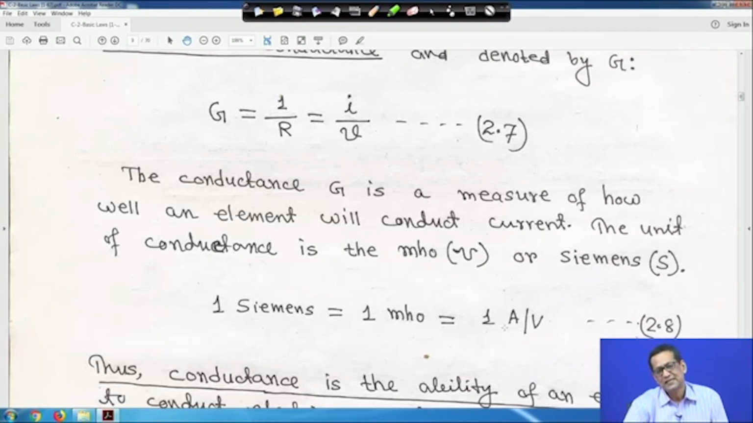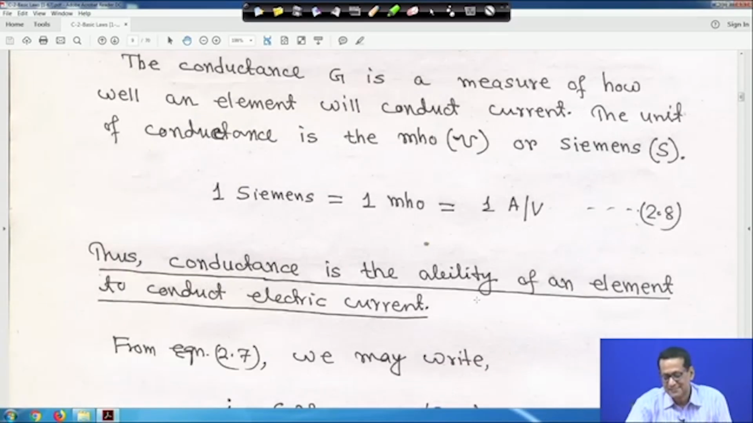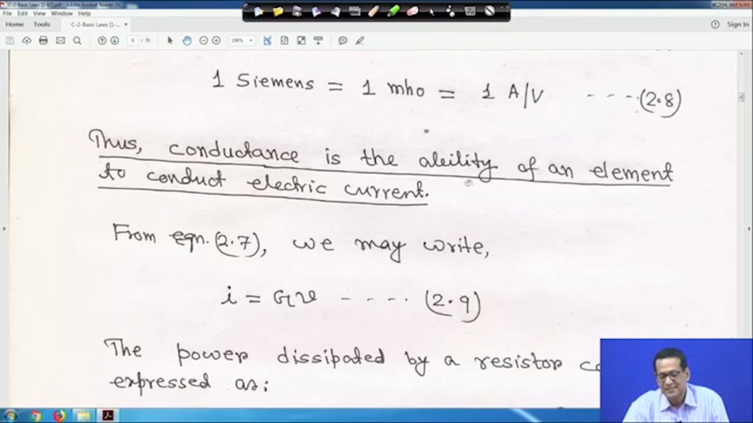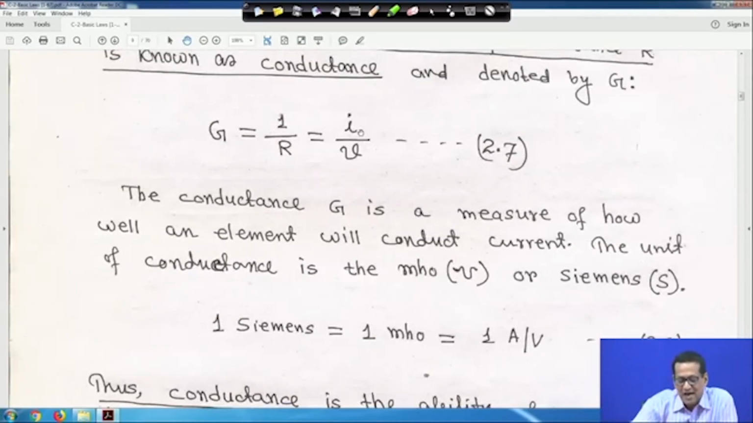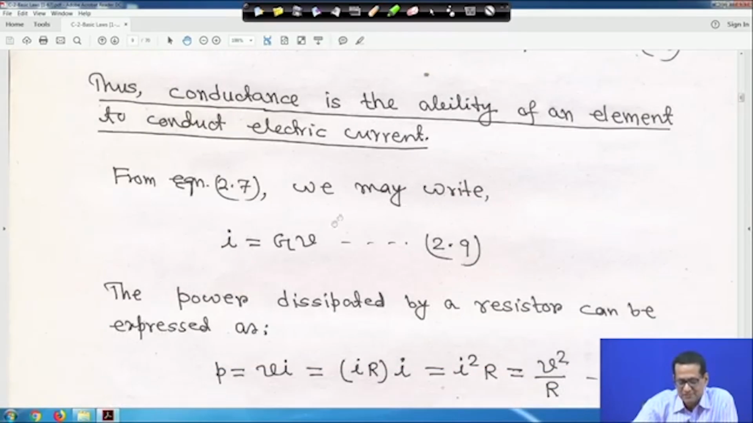I have started this from the very beginning, such that nothing will be left out, hopefully. Thus, conductance is the ability of an element to conduct electric current. That is why I have underlined it here. Now, from equation 2.7, I is equal to G V. So I is equal to conductance into voltage.